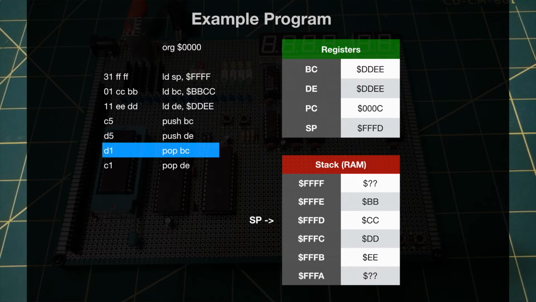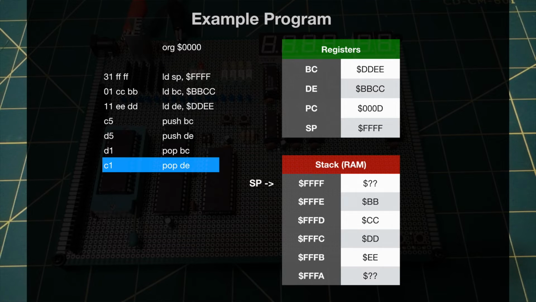So if I execute the last instruction, pop DE, we now see the stack pointer has incremented back to its original position, FFFF, and the values BB and CC got popped off and they went into register DE, so we can see that value in the DE register. And as the program's finished now, you can see the net effect was we actually swapped the values that are in BC and DE. And that's because of the order in which I pushed them on and popped them off the stack.